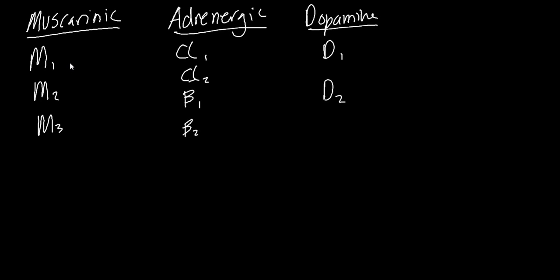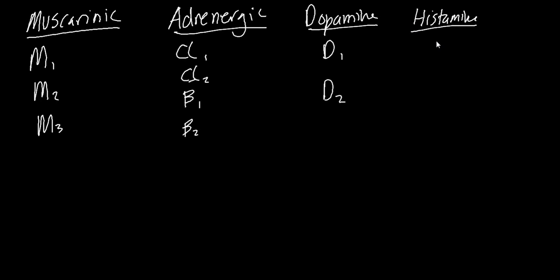M1 receptors are found in a very limited location. However, M2 and M3 are going to have a wider distribution. They'll be located in a lot of places. However, I'm going to give you one high yield location. That's it. So that way, hopefully you remember that one high yield, and at least you know something instead of knowing nothing.